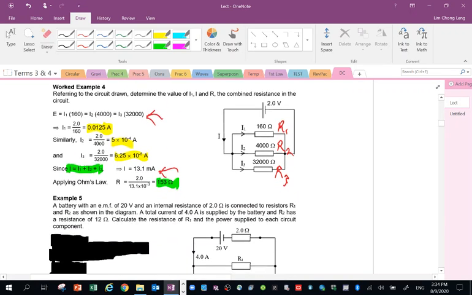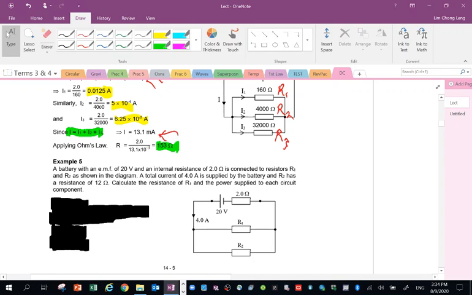Okay, example 5. Example 5 is more challenging. A battery with an EMF of 20 volt and an internal resistance of 2 ohm is connected to resistors R1 and R2 as shown in the diagram. You can see R1 and R2 are in parallel. A total current of 4 ampere is supplied by the battery and R2 has a resistance of 12 ohm. So this one we know, this is 12 ohm. So the internal resistance 2 ohm is actually small r, right?